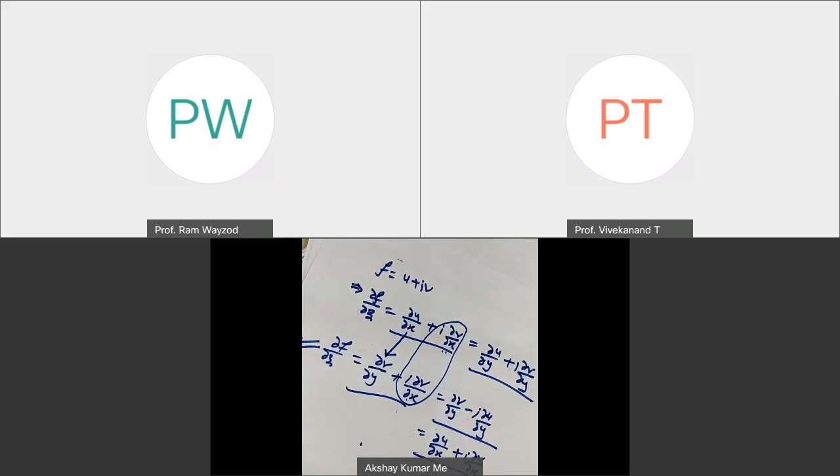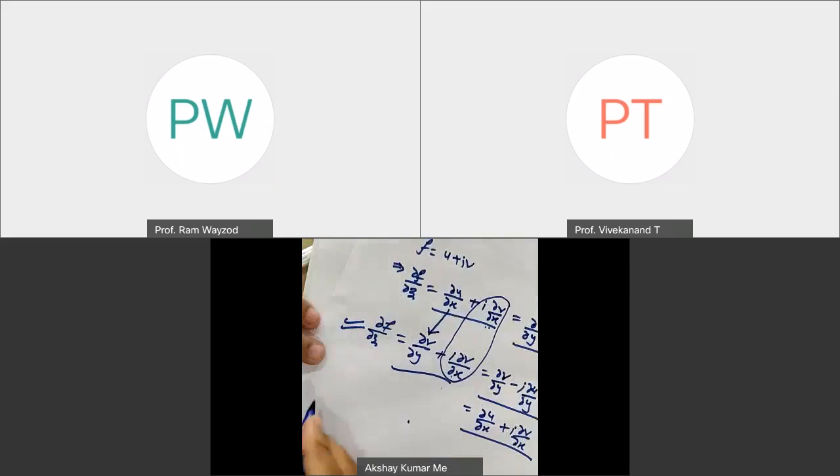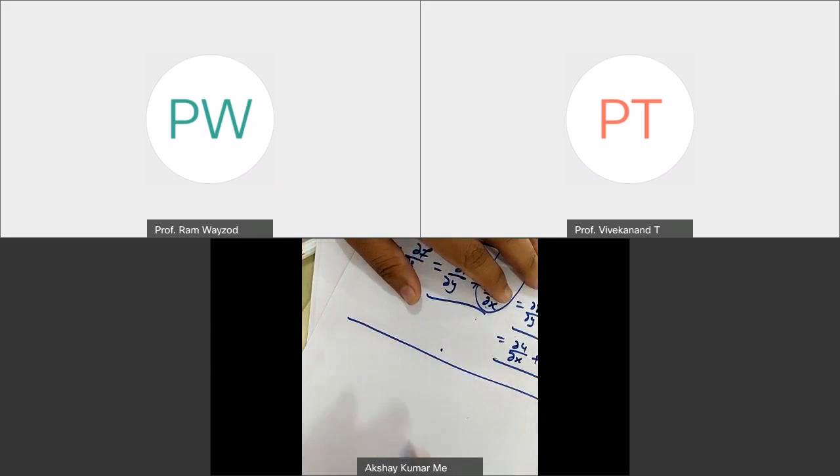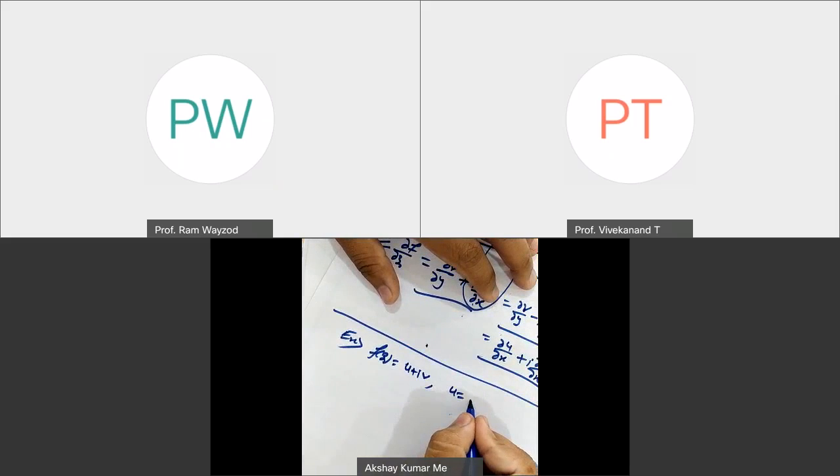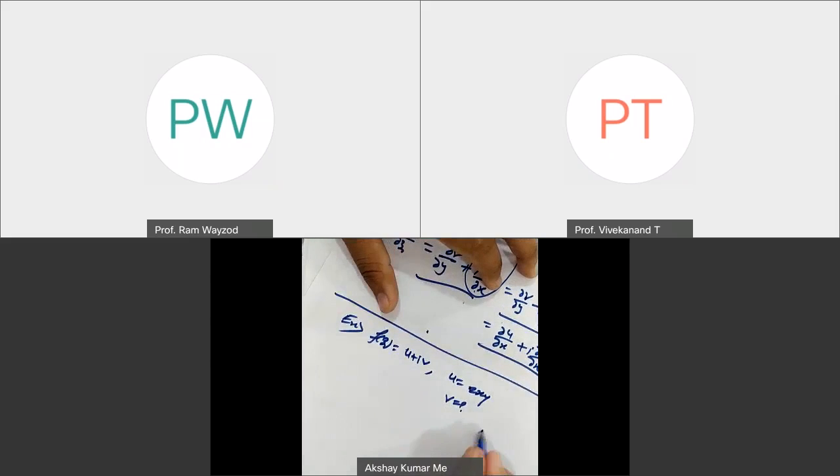Next example. Again, f of z is equal to u plus iv, where u is equal to 2xy, and we have to calculate v. This question was asked in GATE 16 for 1 mark.